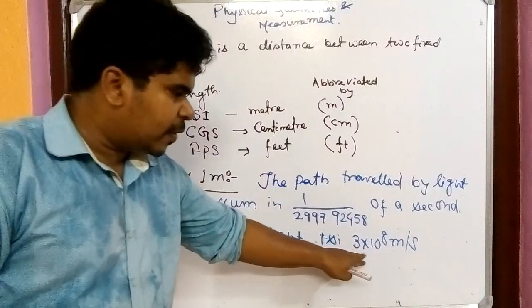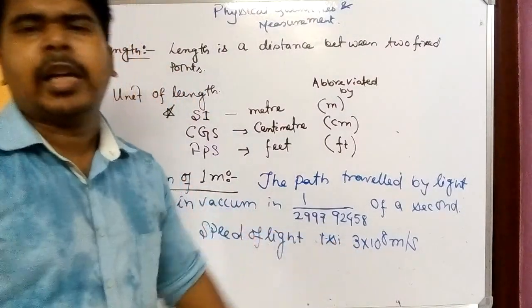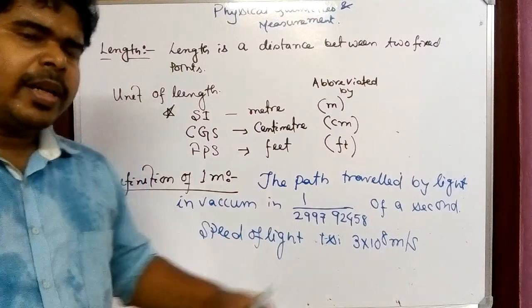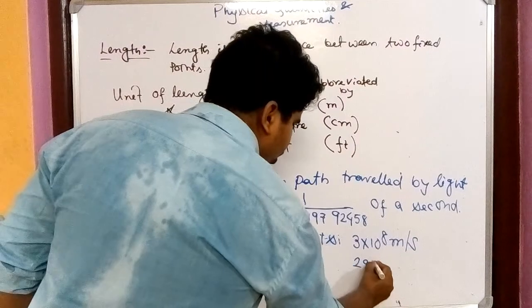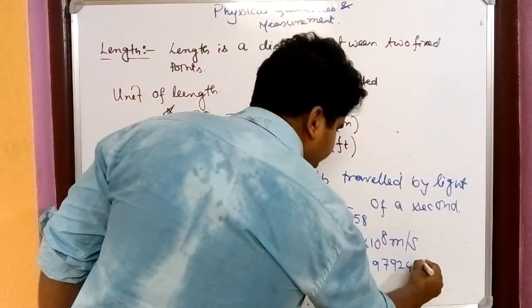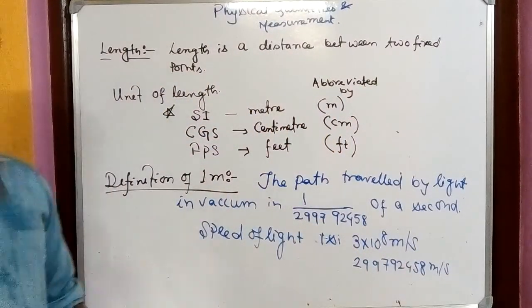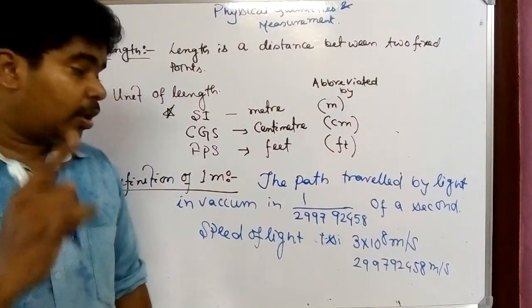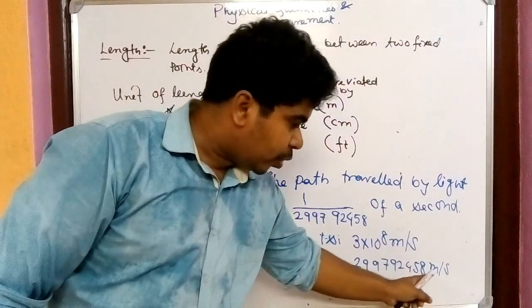Now you see this 3 into 10 to the power 8 we have written, this is not an exact value. Basically the exact value is 29 crore 97 lakh 92,458 meter per second. That means in 1 second, understood? In 1 second light can travel this much of meter.